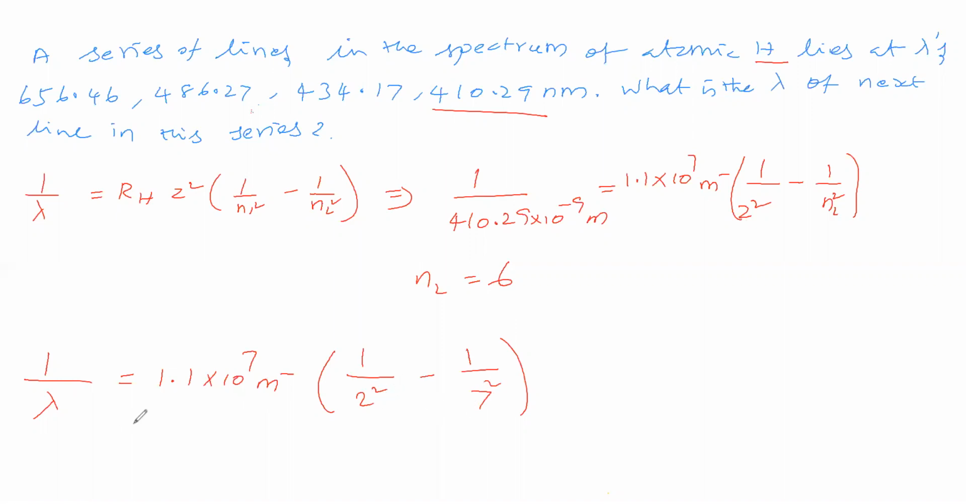So we will calculate lambda. Lambda comes as 397.2 into 10 to the power of minus 9 meter. Because it is in SI system, we got meter. So we will convert this into nanometer. 397.2 into 10 power minus 9 meter is called a nanometer. So we got the value in nanometer. Okay, let us go to the next question.